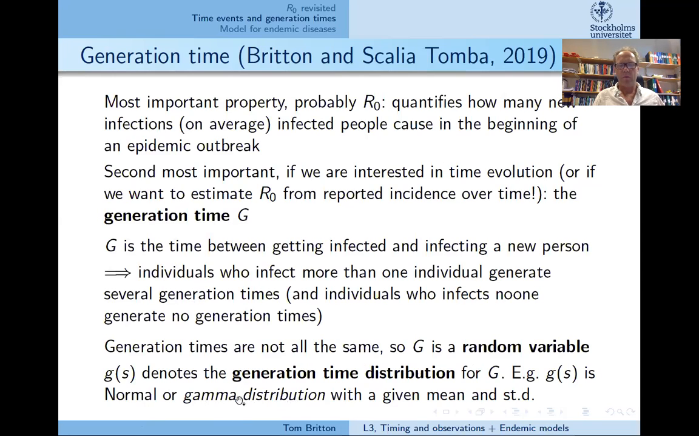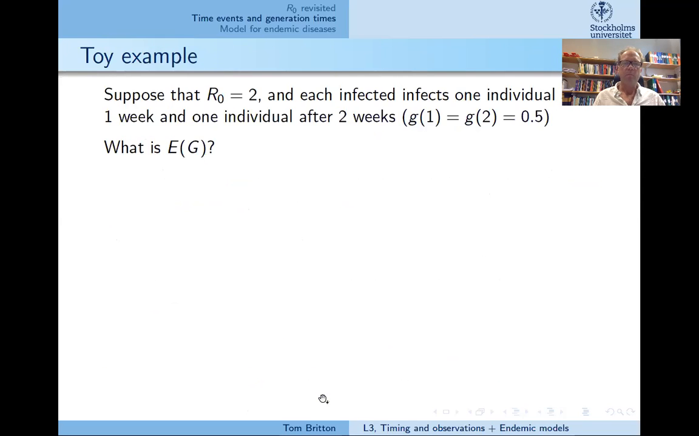If you don't know what the gamma distribution is, you can look that up in Wikipedia. Both the normal and the gamma distribution have two parameters which can be chosen to be parameterized according to the mean and the standard deviation. So a common assumption is to assume that the generation time follows a gamma distribution, and then it remains to determine what is the mean of the gamma distribution, what is the standard deviation of it.